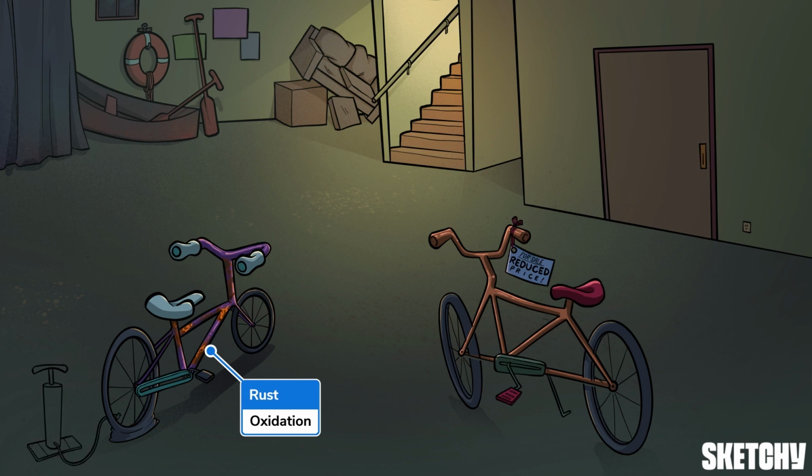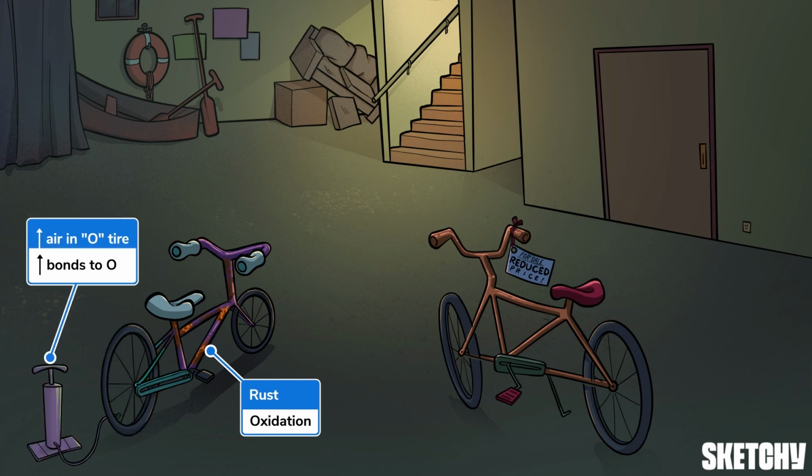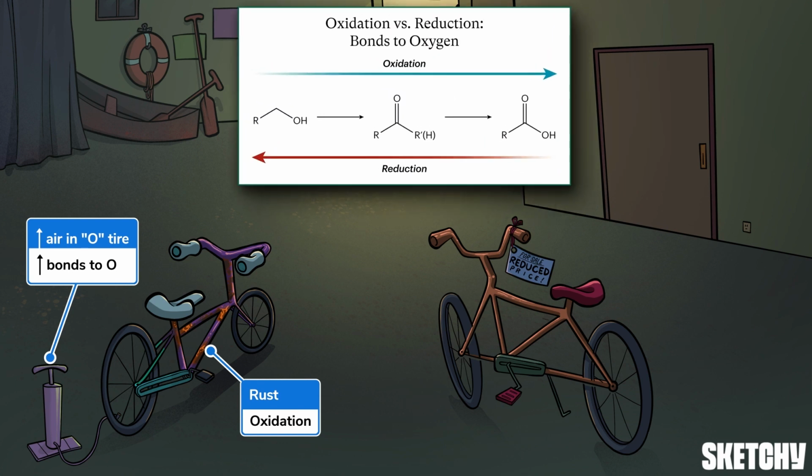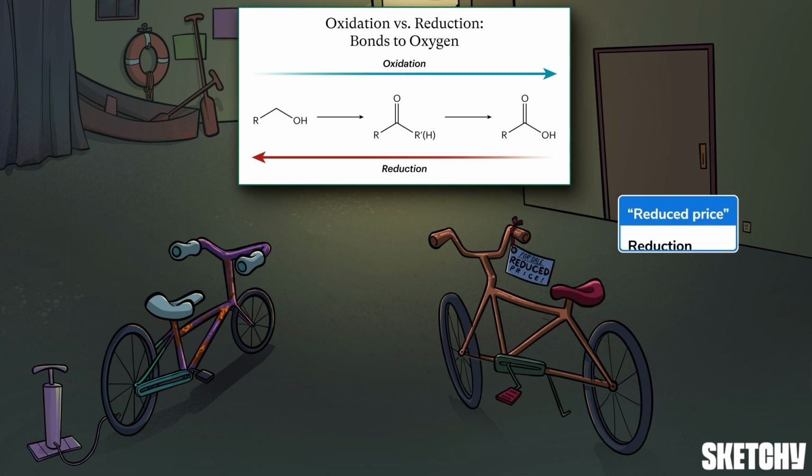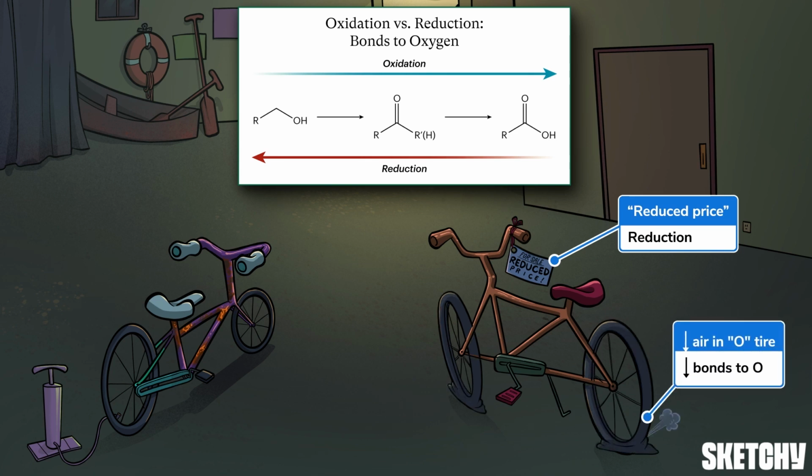This O-shaped tire is being filled with fresh oxygen to remind you that oxidation occurs when a molecule gains bonds to oxygen atoms. In contrast, on the right, we see a bike for sale with a reduced price to symbolize reduction. You can tell this is the reduction bike because its O tires are flat, to symbolize that when a molecule loses bonds to oxygen, it's reduced.